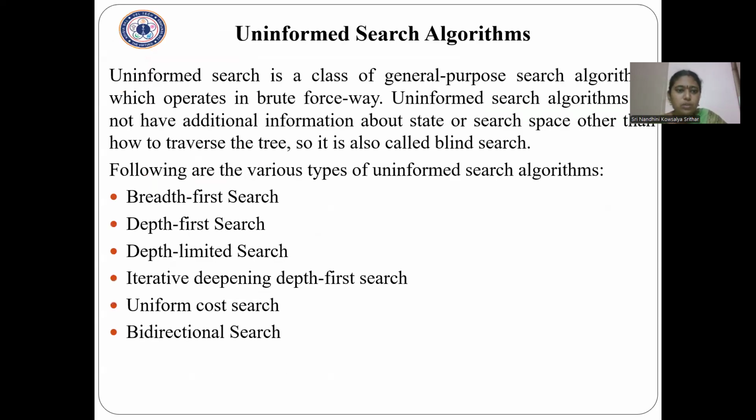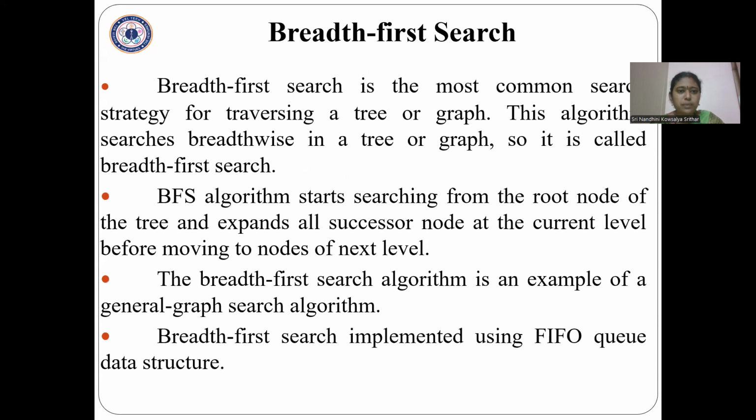First, we are going to see about uninformed search algorithm. Uninformed search algorithm is an algorithm which is not aware of the search space. It is called uninformed search or blind search. In uninformed search, we have six types of algorithms. First one is breadth first search. In a breadth first search algorithm, we have to find the goal state from the root node breadth-wise. So it is called breadth first search.